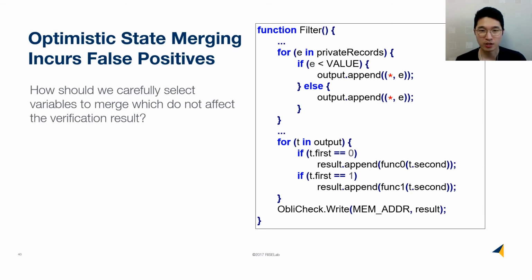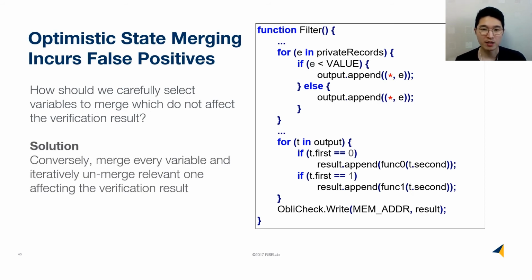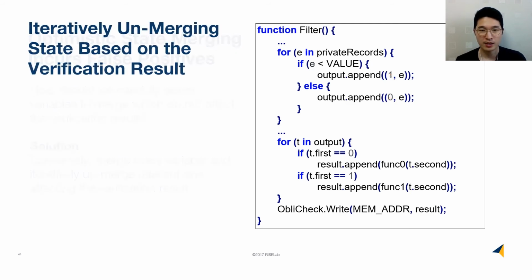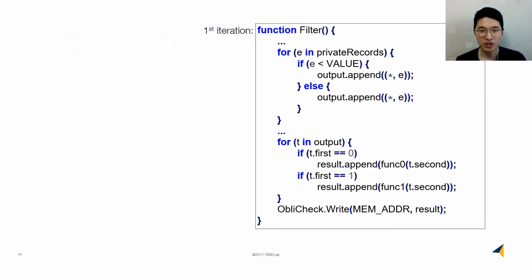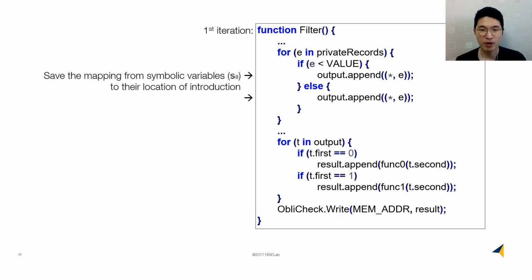In symbolic execution, it is difficult to know how the value will affect other values later in the program. So ObliCheck does it in the opposite way. It merges every value first and checks if the program is oblivious. If not, it iteratively unmerges symbolic values included in the verification condition. Here's the original program. ObliCheck first runs the program symbolically using our merging technique. However, when ObliCheck runs the program, it maps the symbolic variable to the location where the variable is introduced.